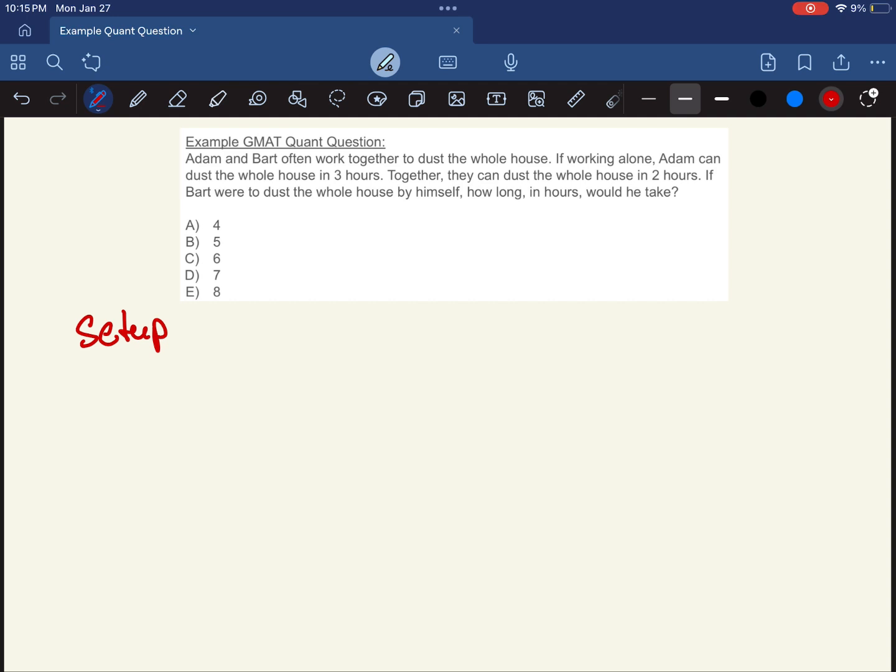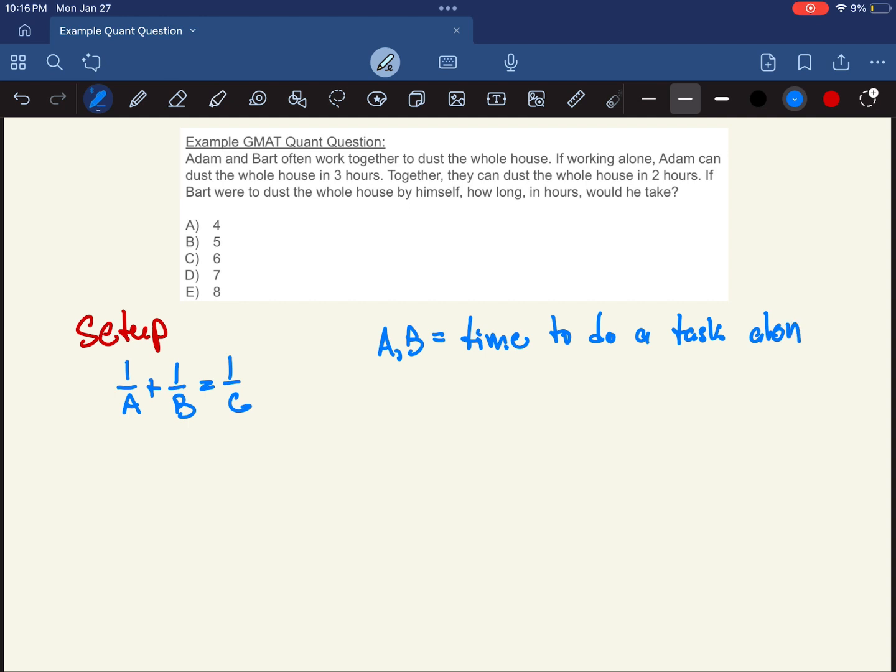And the key, once you see that it's a work problem, is to remember the fundamental work equation, which is 1 over A plus 1 over B equals 1 over C, where A and B are the time to do a task alone, and C is the time to do a task together.